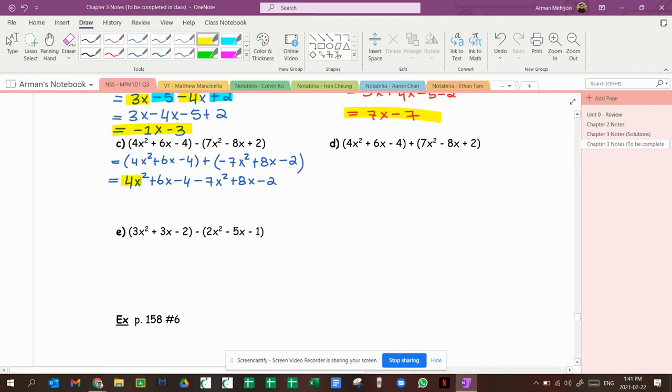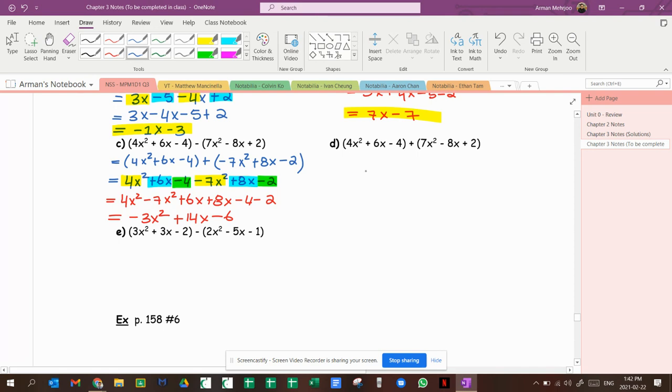I can identify my like terms. I can group up my like terms. And I can simplify. So 4x squared minus 7x squared is going to be minus 3x squared. 6x plus 8x is 14x. And negative 4 minus 2 is negative 6.